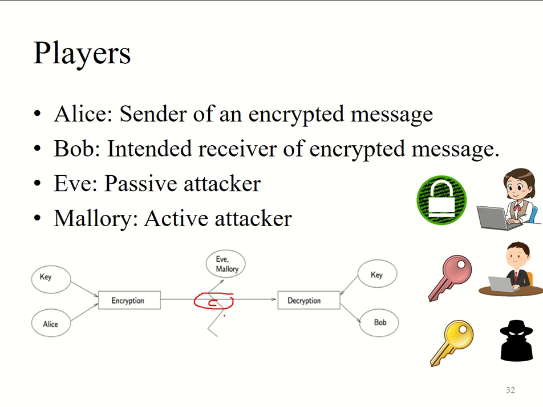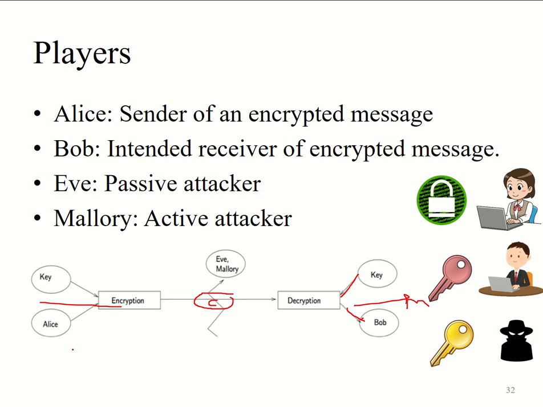Anyone here, like Eve, Mallory, and everyone else, will not be able to understand the message. When the message comes to the other end, it will go to Bob. He will decrypt it using the key. He will get the message.